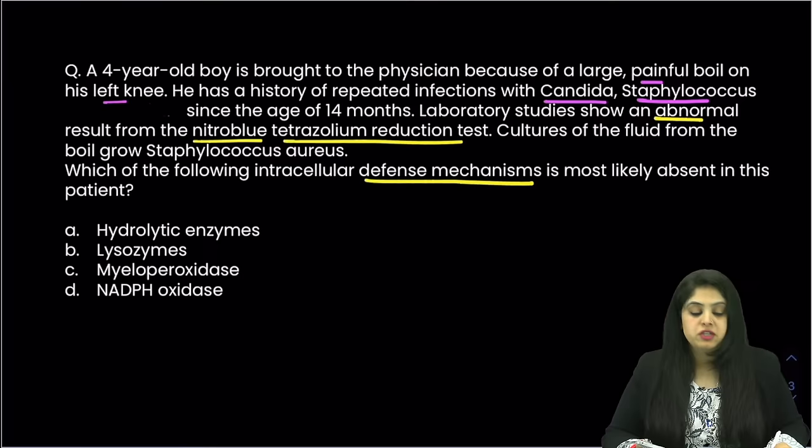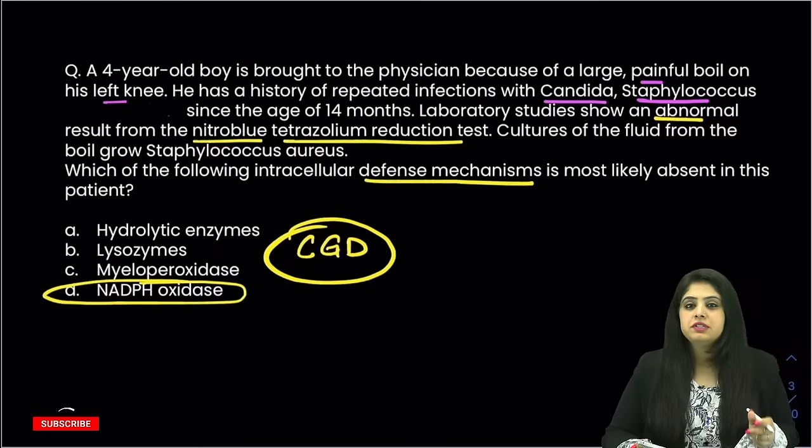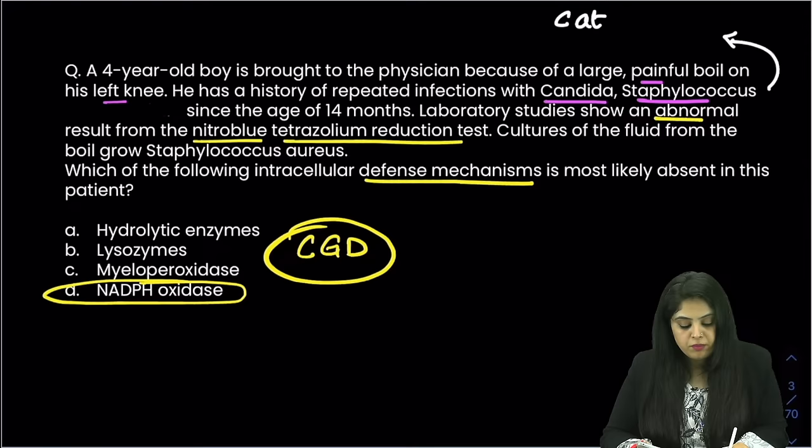Amazing. Most of you have got it right. NADPH oxidase, and you've told me the disease is CGD. What was the catch point over here? There were repeated infections with Candida and Staph. What is common between them? Candida and Staph both are catalase positive organisms.